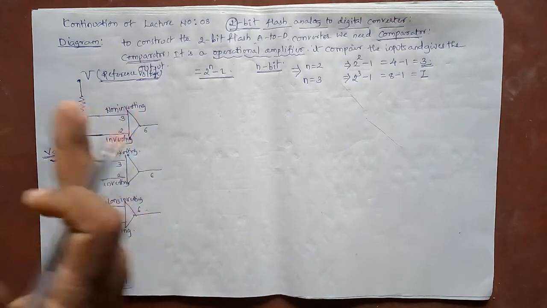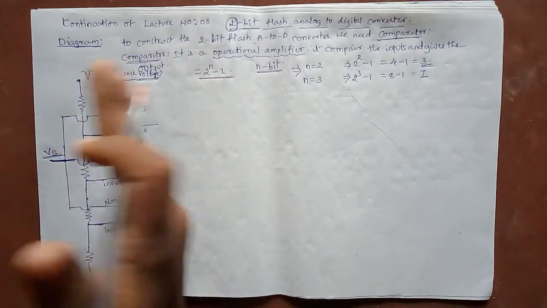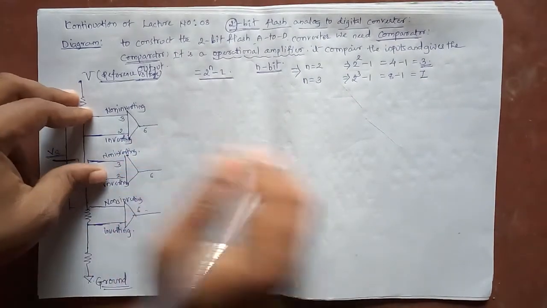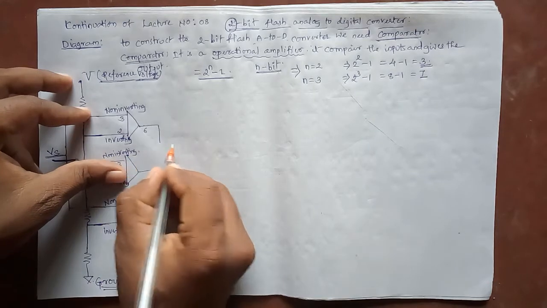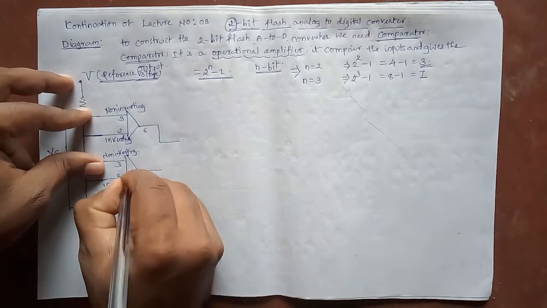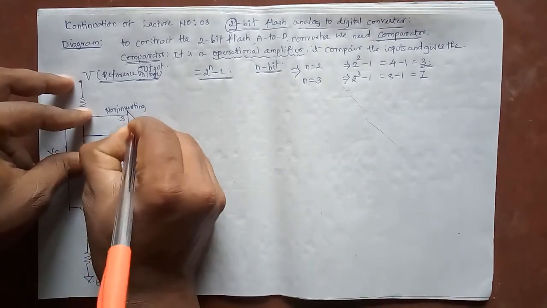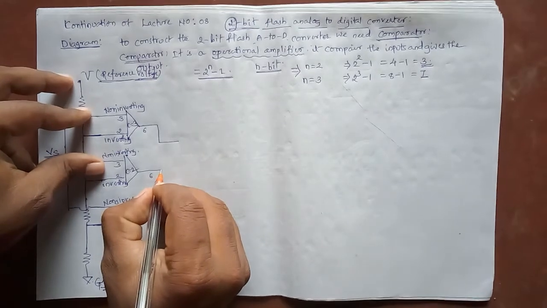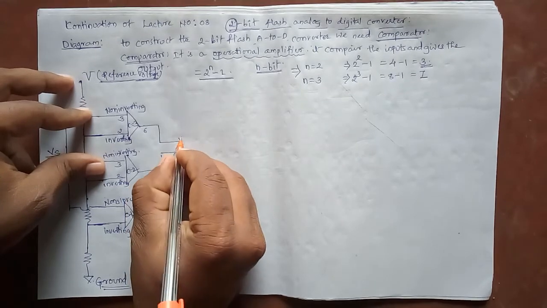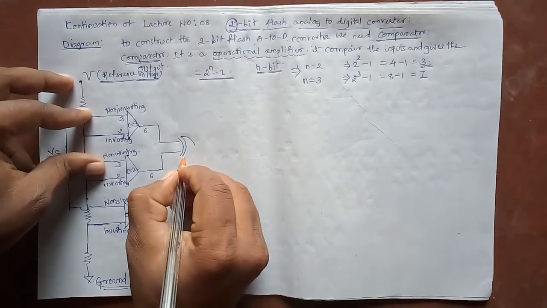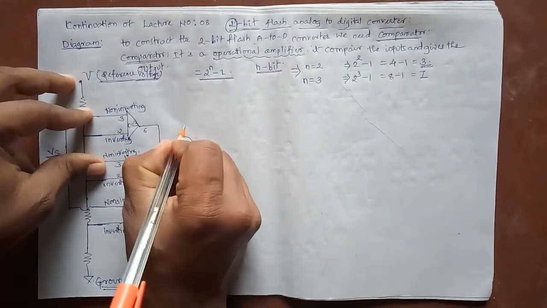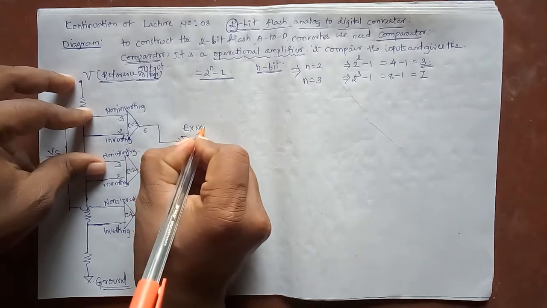This is the previous part, and next the output of the comparator is connected to a small circuit. I draw these comparators and name them: this is C1, this is C2, this is C3. Comparators 2 and 3 are connected to an XNOR gate. This is the logic symbol of the XNOR gate.